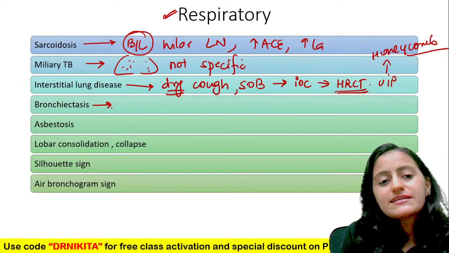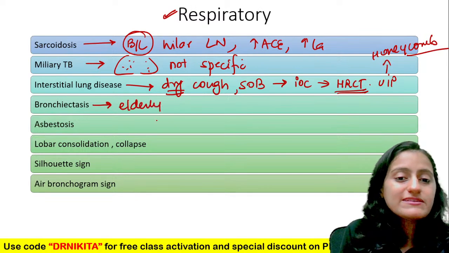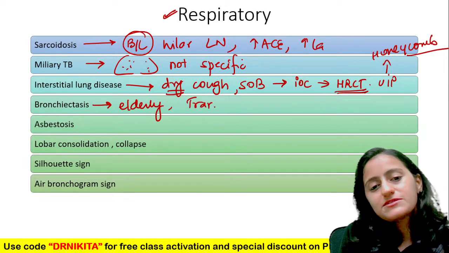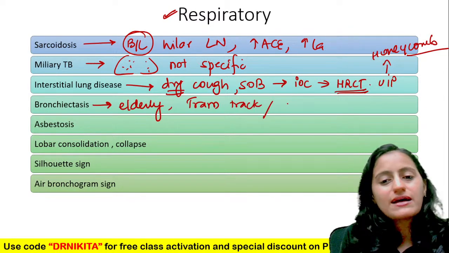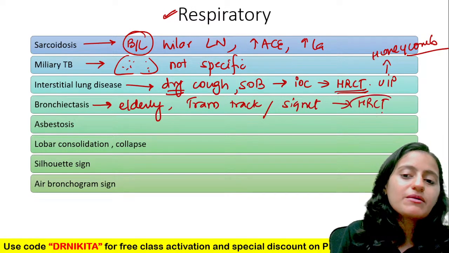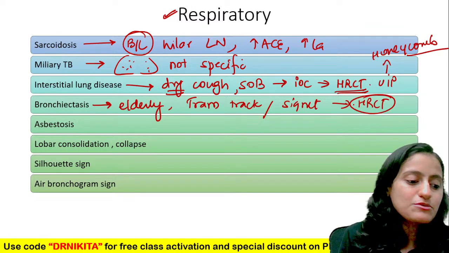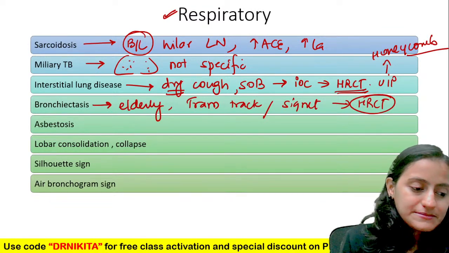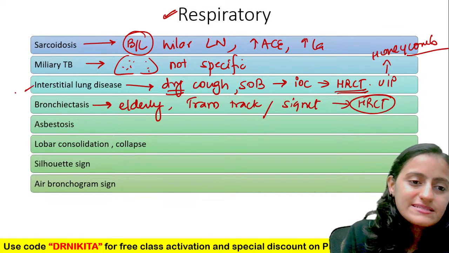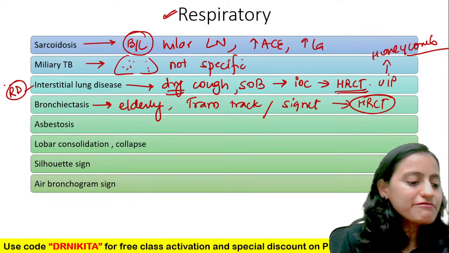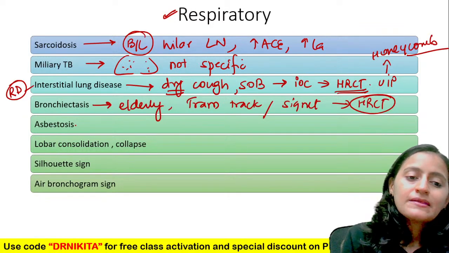For bronchiectasis, the history that is generally given is an elderly patient with productive cough. And what sign do you see in bronchiectasis is tram tract sign or signet ring sign. Again, for bronchiectasis, remember it is HRCT, which is the best investigation. Okay? Yes. Correct, Anshika. Because interstitial lung disease is a restrictive lung disease. So the FEV1 by FVC will not decrease.